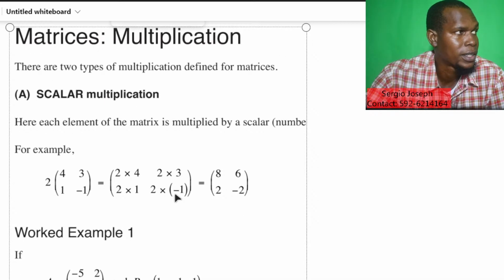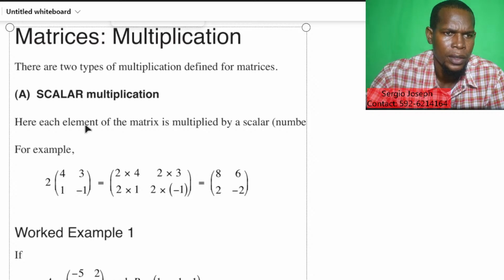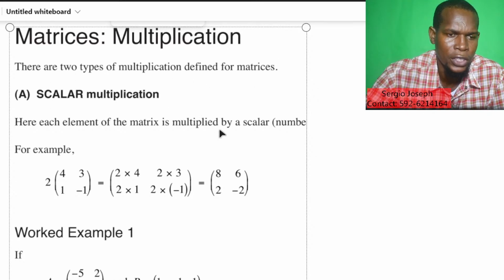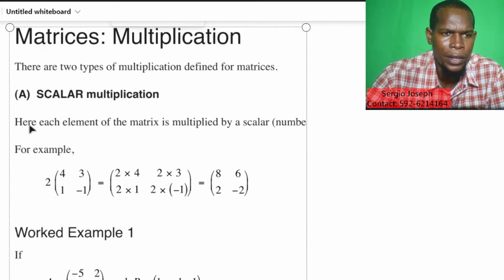And then you go and see, for example, there are 2 types of multiplication you find for matrices. We look at scalar multiplication. And here is how it goes. Here, each element of the matrix is multiplied by a scalar number. For example, you have 2 outside and you have a matrix. It means every element in the matrix must be multiplied by the scalar quantity outside. It doesn't matter if it's a fraction, it doesn't matter what's out here. Whatever it's out there, every element must be multiplied by that.